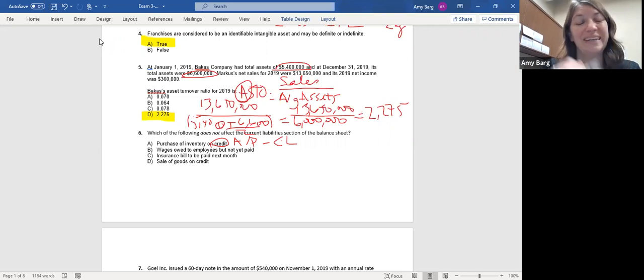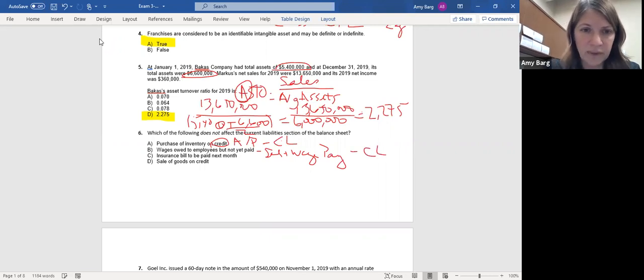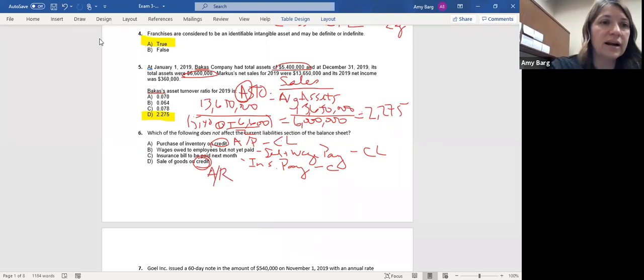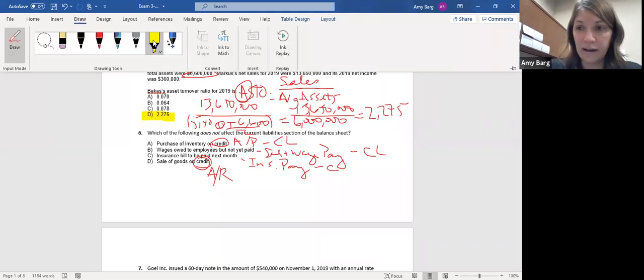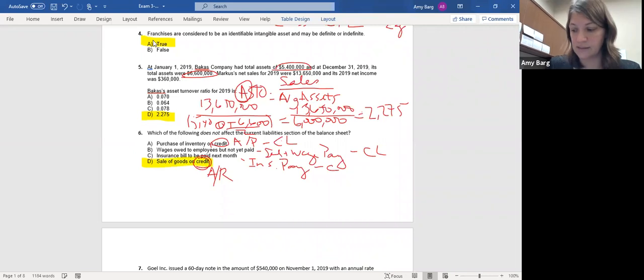Wages owed to employees but not yet paid, that's going to mean that our salaries and wages payable is going to go up because we haven't paid it yet. So that is also a current liability. Insurance bill to be paid next month. All right, well, that means that we have an insurance payable, which is also a current liability. But sale of goods on credit, well, so this time on credit means because we sold goods that we have an accounts receivable. Accounts receivable is a current asset, and so that one will not affect our current liability. So the answer here is D.